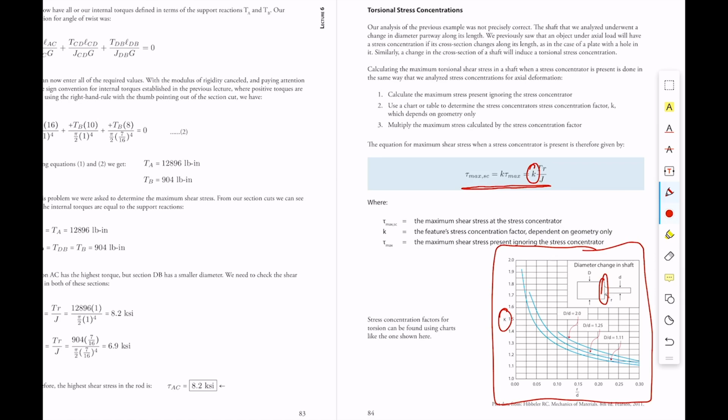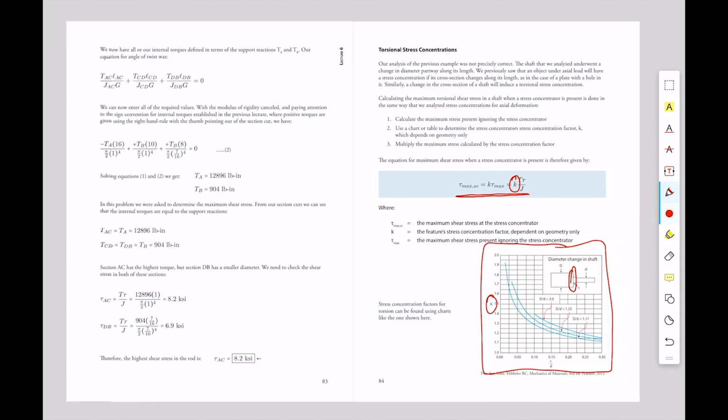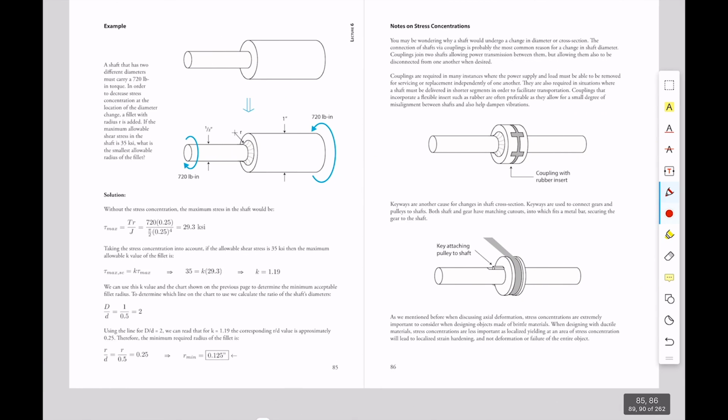And again, this is more of a concern if you're dealing with a brittle material than a ductile material, because in a ductile material, if there's a small localized region that experiences a stress concentration and goes over the yield stress, then we're just going to get a bit of plastic deformation and strain hardening, and there won't be any failure of our component.